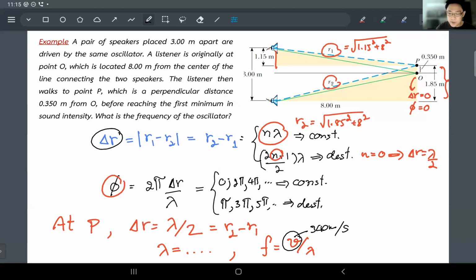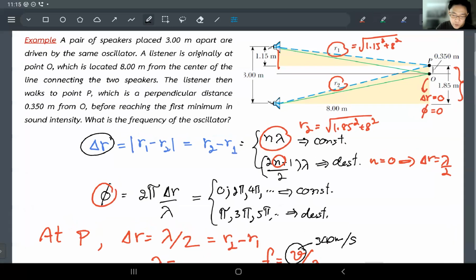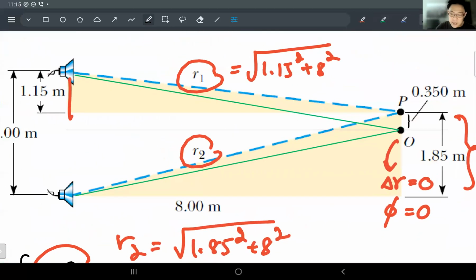That's it. Okay. But anyway, just to extend this problem a little bit further, think about this. If you keep walking, and then eventually you're going to reach another point. Let me call this point Q. It's going to come back and be loud again. Does that make sense? So at this point, Q, your delta R will reach one perfect wavelength. I mean, you're going to get the constructive interference back again.